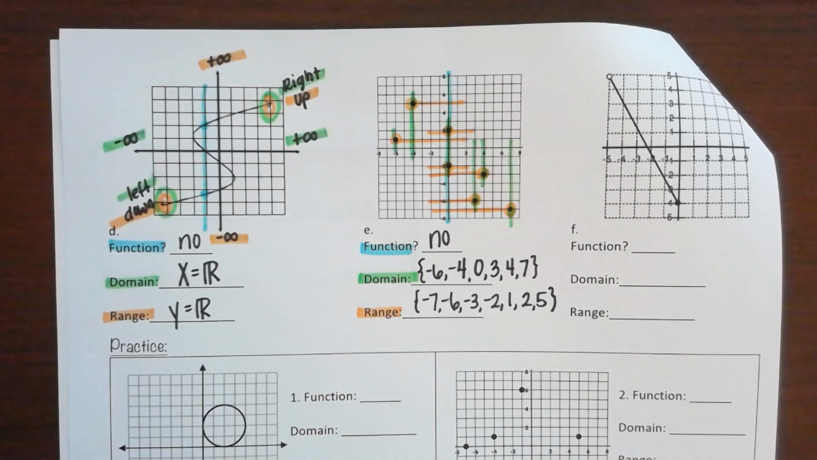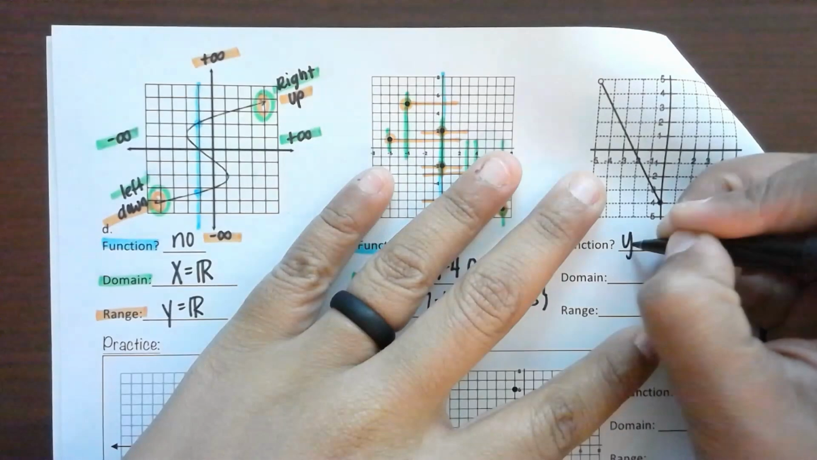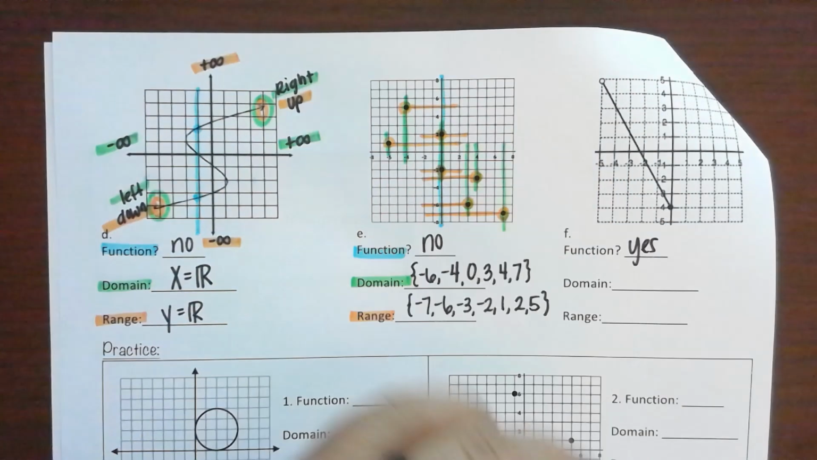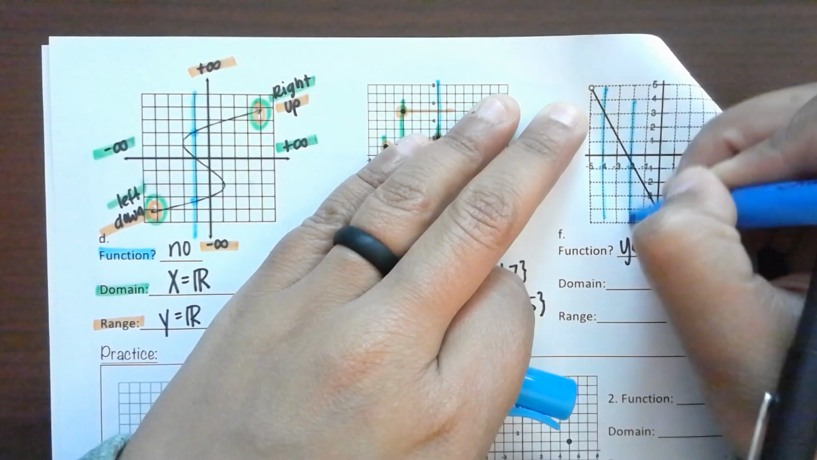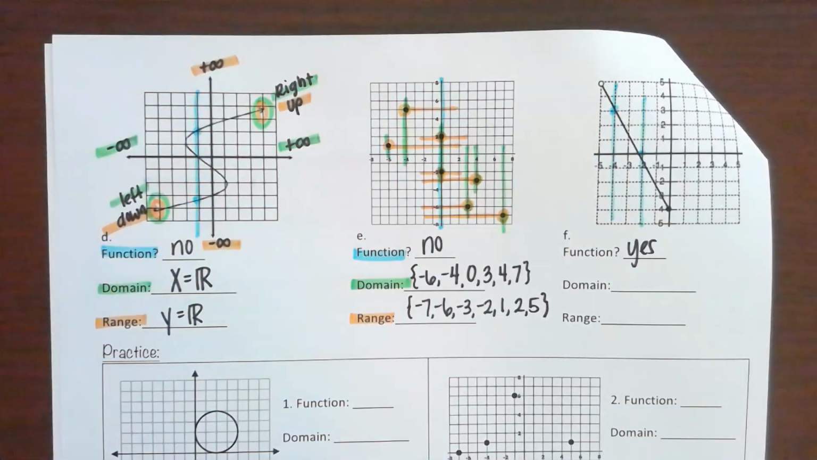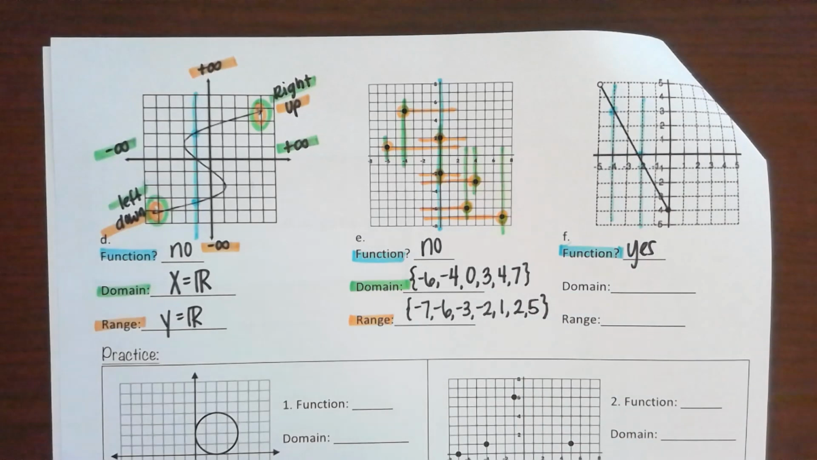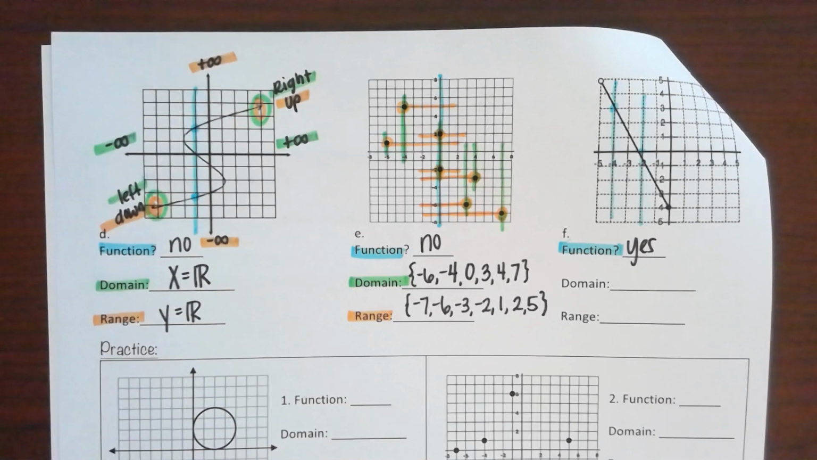F, is it a function? Yes. Because why? It passes the vertical line test and only hits it once. No matter how many lines you draw, it hits it one time. Domain, what's important to make note of? Open and closed endpoints. That is perfect. That is great. So this one you're going to help me with. I'm not going to add too much to it. You're going to help me.